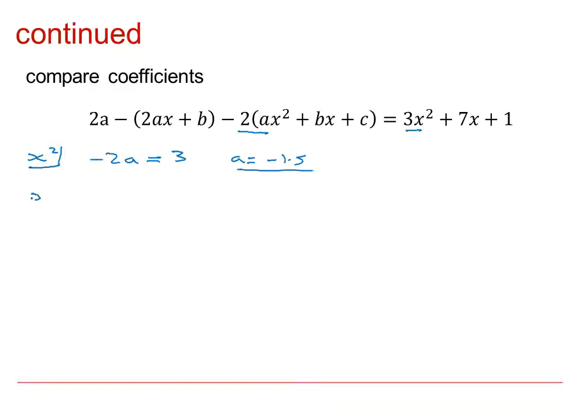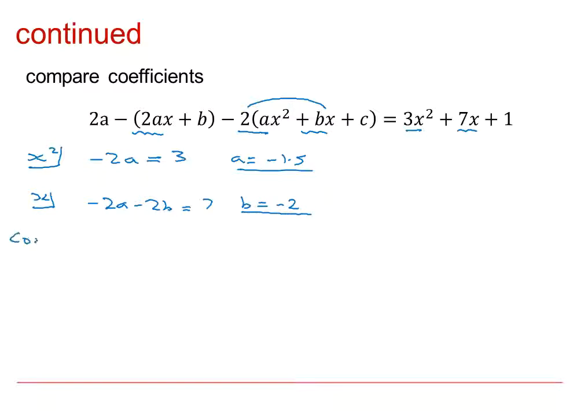We can do a similar thing now for the terms in x. So there's minus 2ax, there's minus 2bx there, and there's 7x on the right hand side. So pulling out those coefficients, there's minus 2a minus 2b equals 7. And if we substitute for a, we can find that b is minus 2.